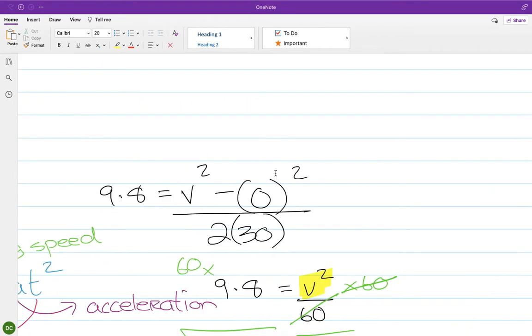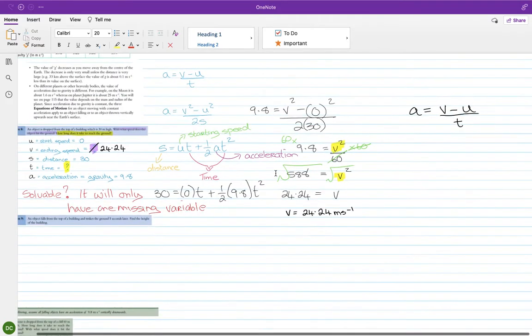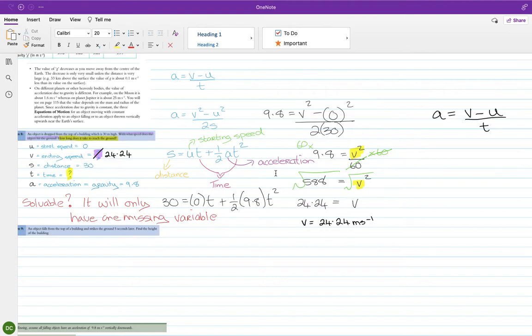Sometimes you can't really tell till you write it down. So I'm going to write it down: a equals v minus u over t. Now I know this is hard when it's not all on the same page. Maybe you can just about see that. So do we have a? Hopefully you can see that it's right at the bottom. It's 9.8, so we do have a. Do we have v? We do now. It's 24.24. Do we have u? Yep, it's 0, so we have that. And do we have t? No.